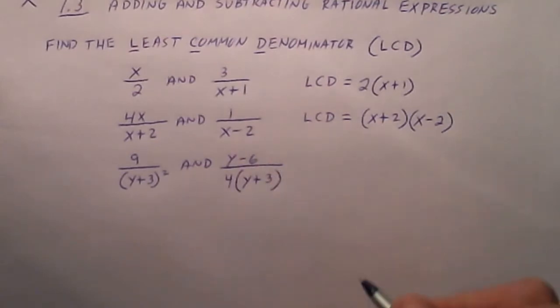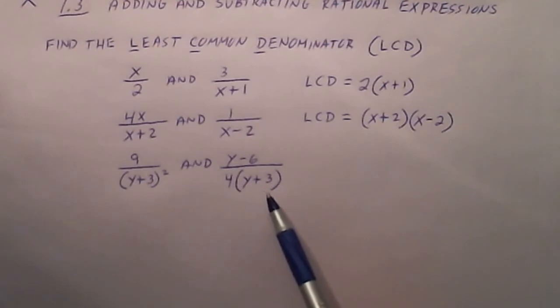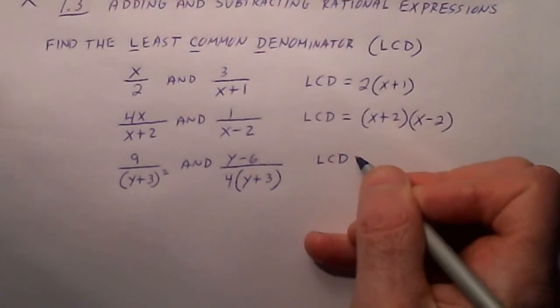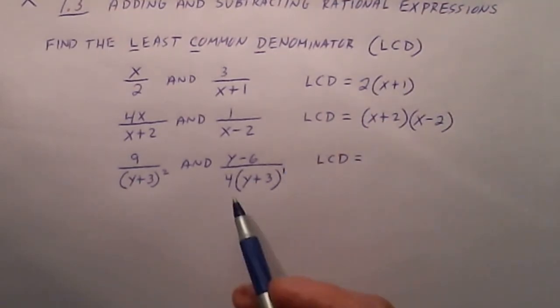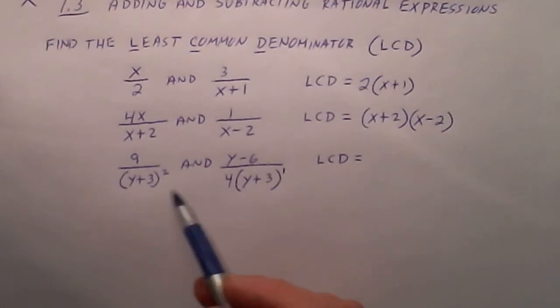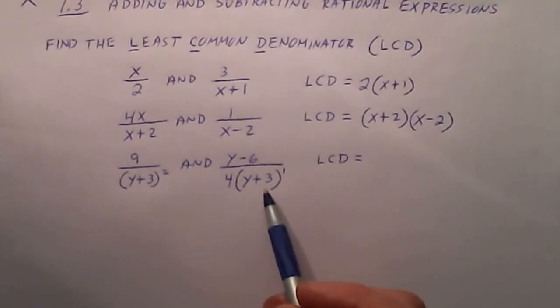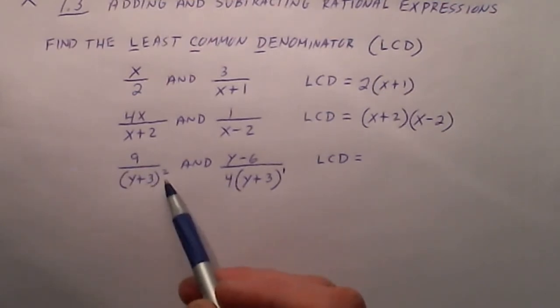All right, we will look at this one next. So what would be the least common denominator of y plus 3 squared and 4 times y plus 3? Well, again, keep in mind, our least common denominator has to be an expression that's divisible by all your denominators. Now, in order to be divisible by both these denominators here, it's not good enough just to have one factor of y plus 3 showing.